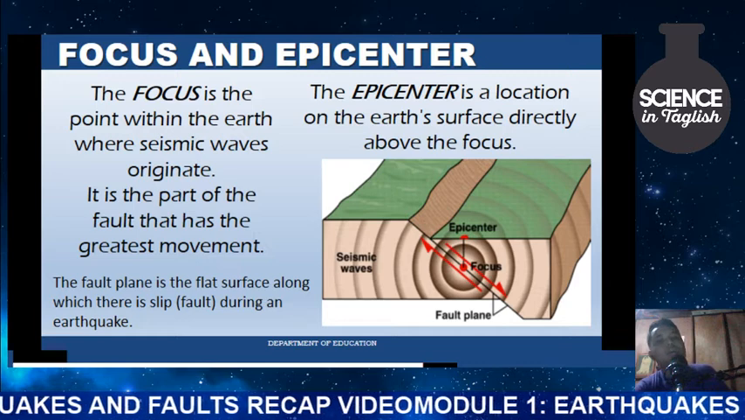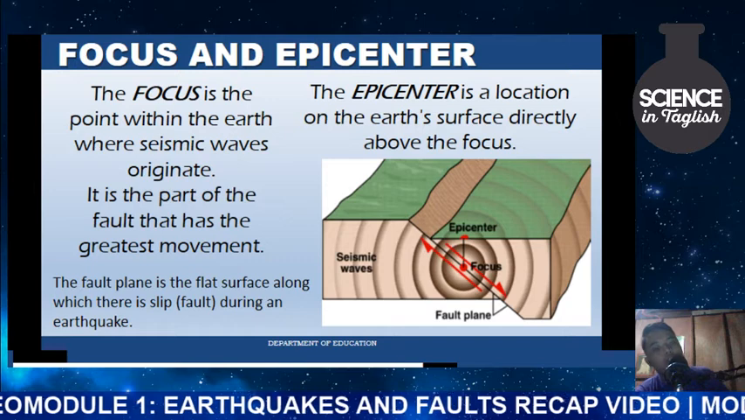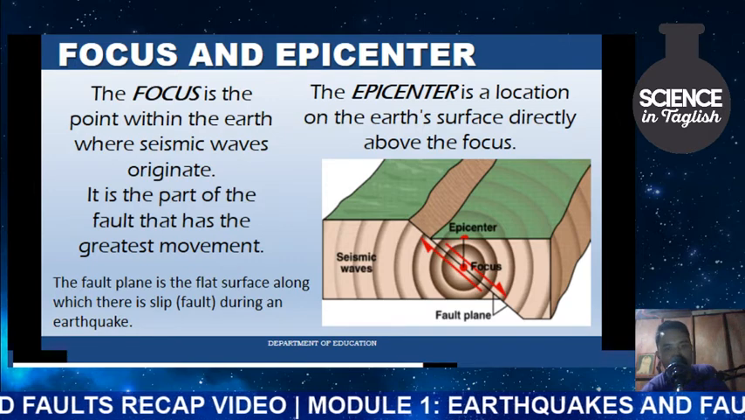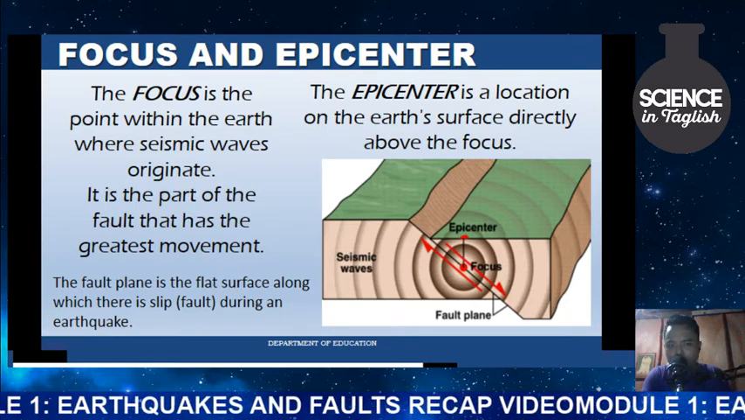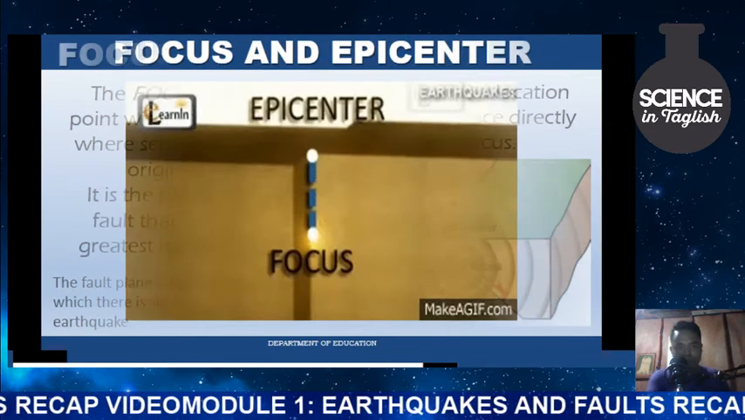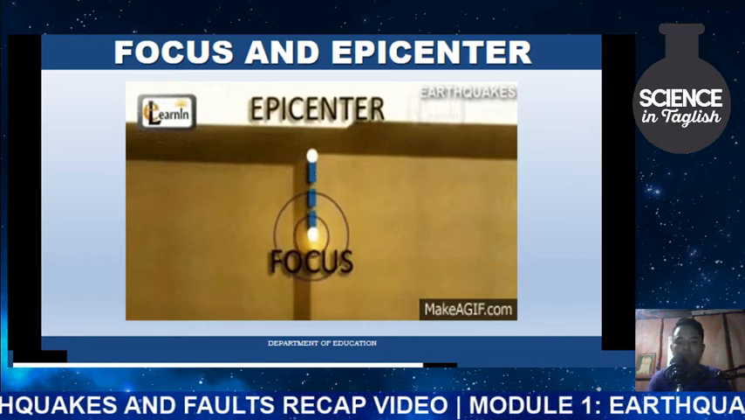Sir, pwede bang pareho yung focus? Kung saan yung focus, yung fault plane, doon din yung epicenter. Yes, kung diretso. Kung hindi, magkaiba yung fault plane tsaka yung epicenter. The fault plane is the flat surface along where there is slip during an earthquake. So ito, magkapareho yung focus tsaka epicenter.